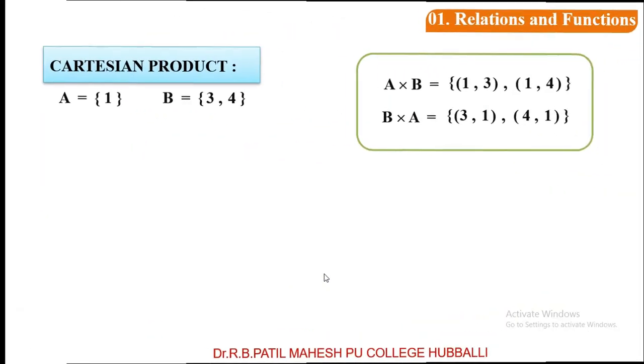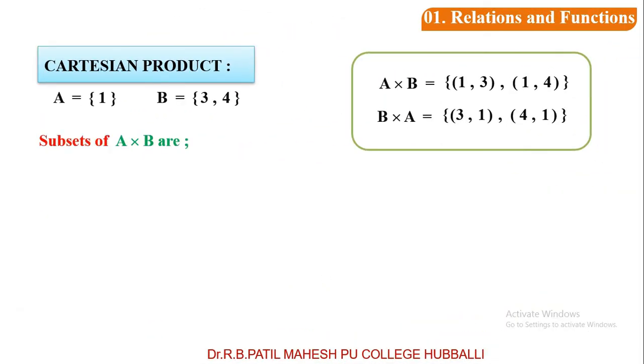Now let me take the Cartesian product and the subsets of A cross B as well as B cross A. Dear students, A equals the set {1}, B equals the set consisting of 3, 4. You can see A cross B and B cross A that we have got in the earlier slide. Here A cross B is (1,3), (1,4). B cross A is (3,1), (4,1). Taking these two sets, I will form the subsets of A cross B first.